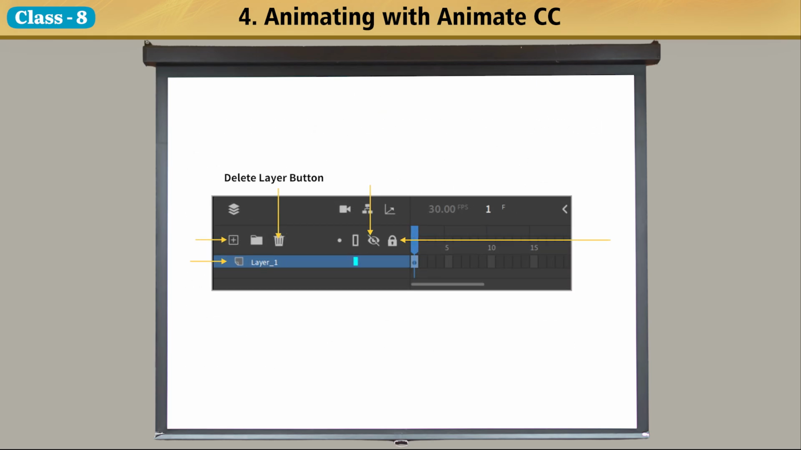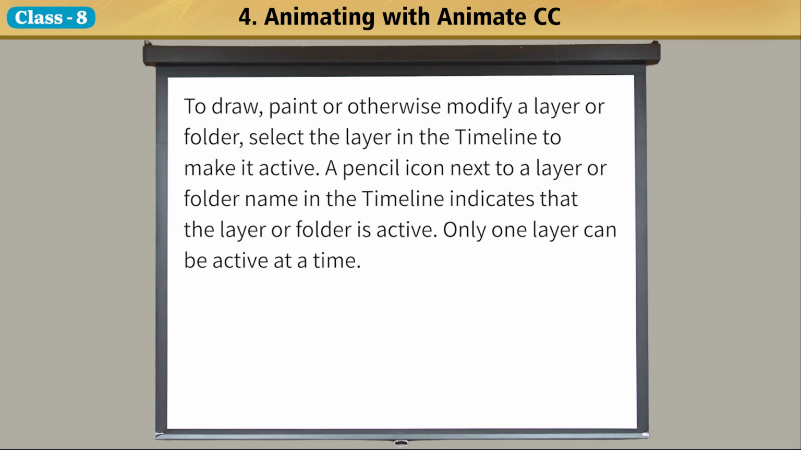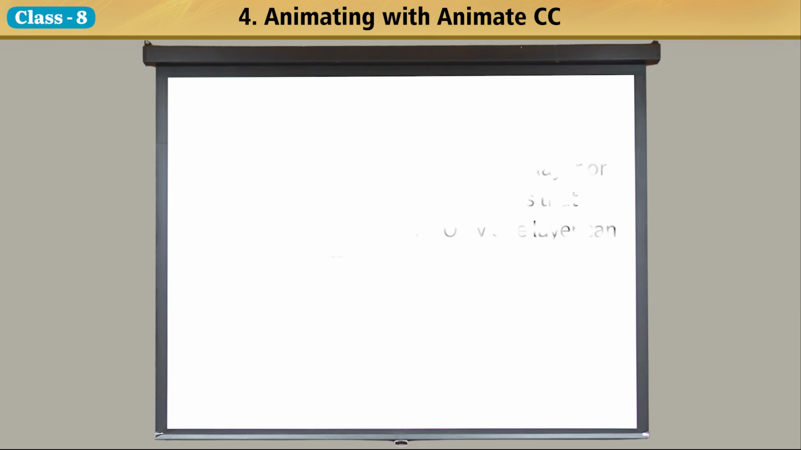Delete Layer button. Lock/unlock all layers. Insert Layer button. Layer's name. To draw, paint or otherwise modify a layer or folder, select the layer in the timeline to make it active. A pencil icon next to a layer or folder name in the timeline indicates that the layer or folder is active. Only one layer can be active at a time.